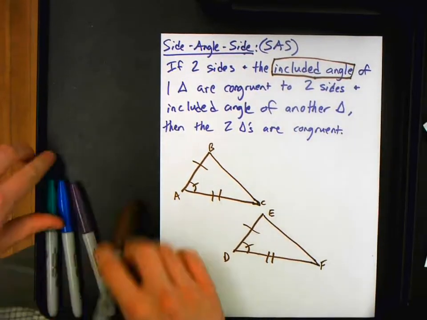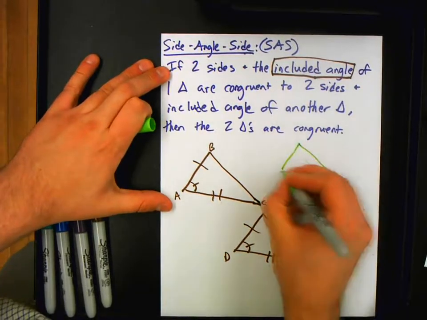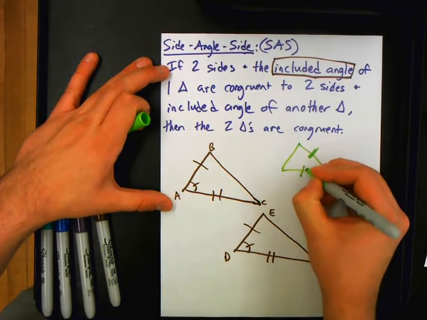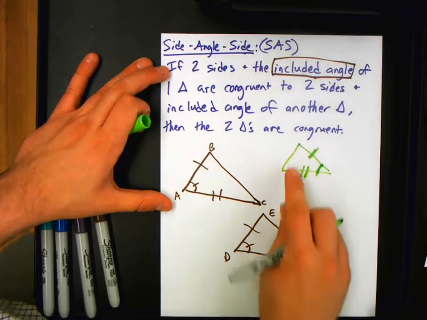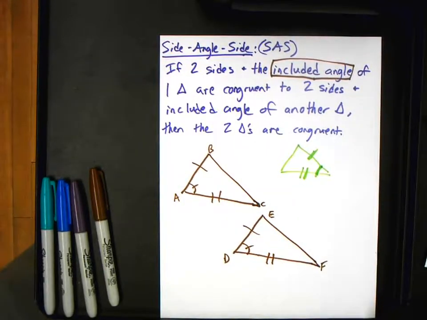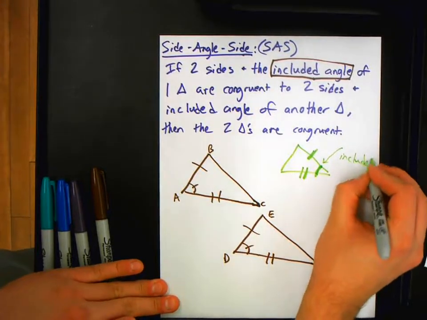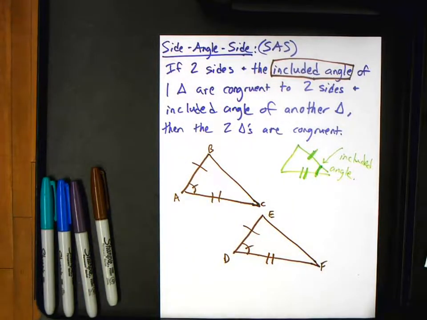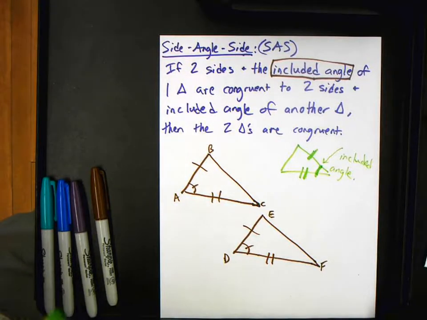So if you have a triangle that looks like this, and you're looking at these 2 sides right here, the angle between them is the angle that makes up those 2 sides, which is this one. It's not those 2. They do not make up those 2 sides. This is the included angle. So if you have 2 sides and the included angle of one triangle congruent to 2 sides and the included angle of another one, then those 2 triangles are congruent.